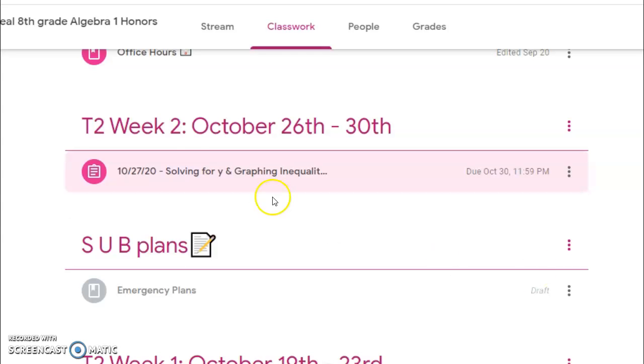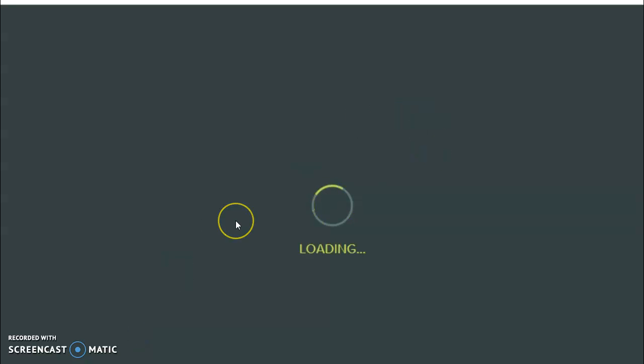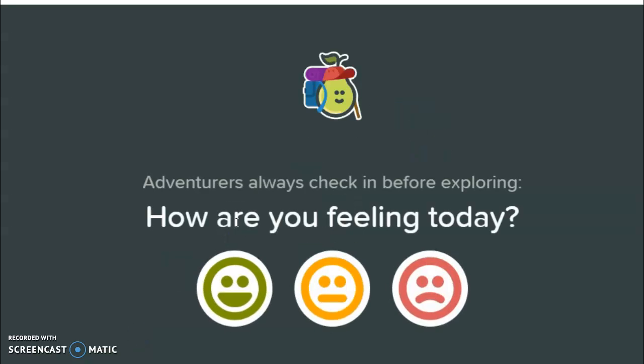Hi guys, go ahead and open up your Pear Deck for today. It's under T2 Week 2. The date was 10/27. The title is Solving for Y and Graphing Inequalities. If you click on that, you can click to join the Pear Deck, and it takes you directly to where you need to be.